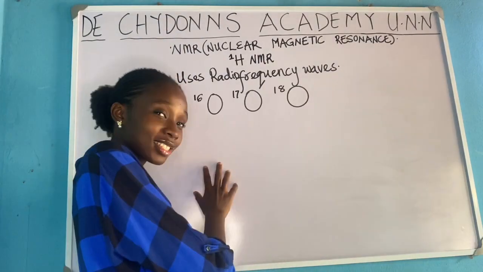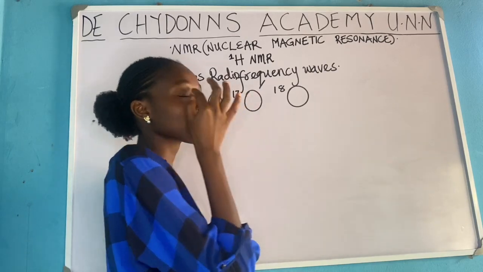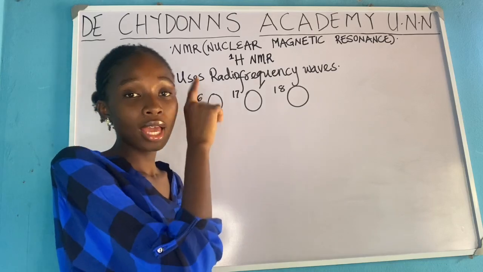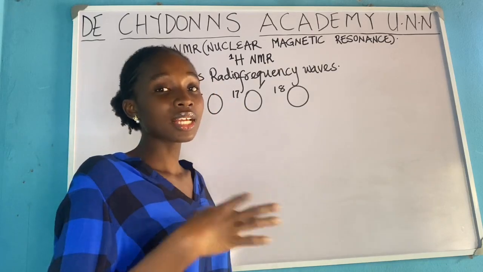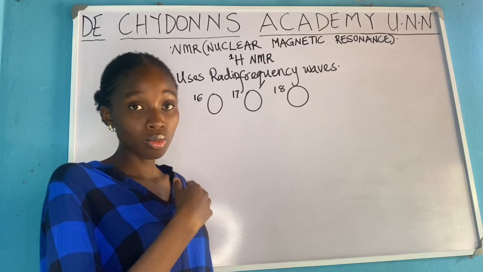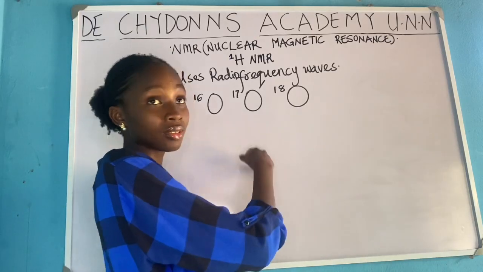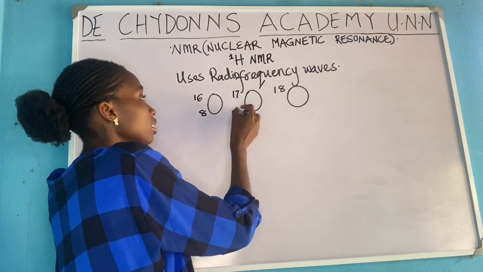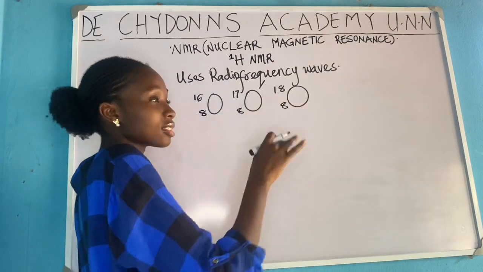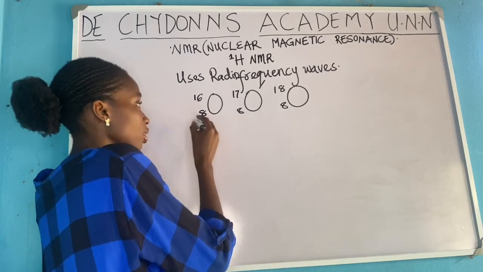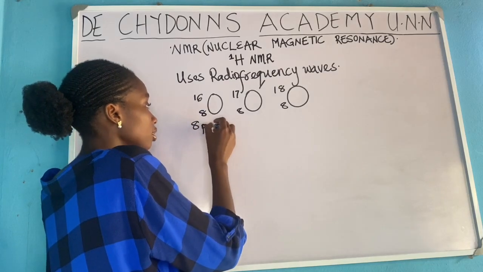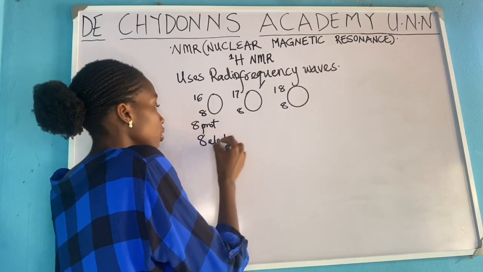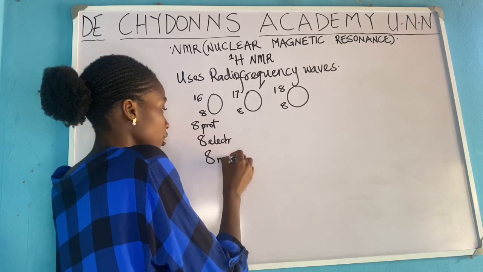We have oxygen 16, oxygen 17, and oxygen 18, and so these are isotopes of the same element with different relative abundance. The most common one, as we all know, is oxygen 16, but there's also 17 and 18. In this case, you'll be having 8, because like we said, the atomic number is the same, but the mass number is different. So you're having 8 protons, 8 electrons, and also 8 neutrons.